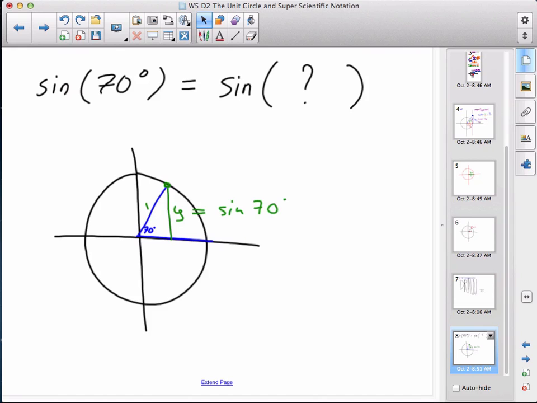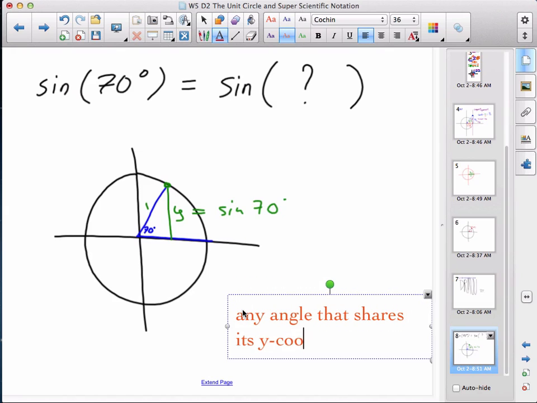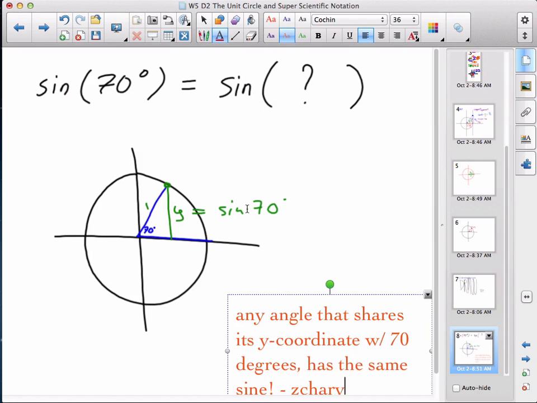Love it. So Zachary just said, I'm even going to write this down, any angle that shares its y coordinate with 70 degrees. Finish that sentence, Zachary. Any angle that shares the y coordinate has the same sine. Props right there, except I can't spell your name. All right, there we go. So where are we going to find that other angle, Zachary?